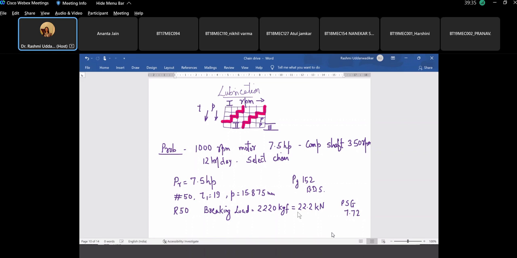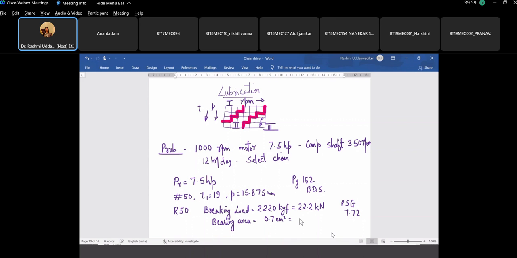And what is the bearing area given? This is the bearing area of the pin. The breaking load is for the chain. It is 0.7 units, centimeter square. It will need to be converted into millimeter square.